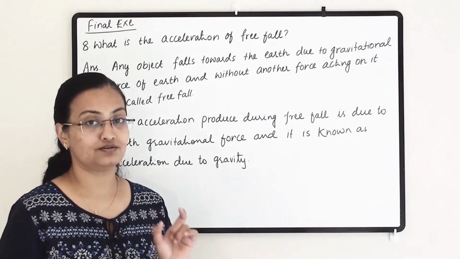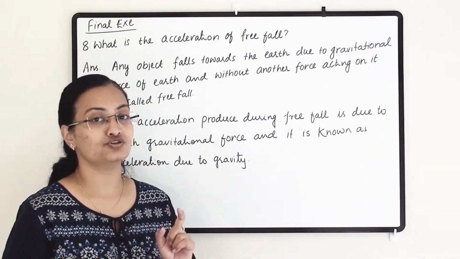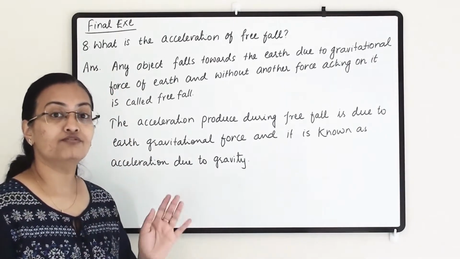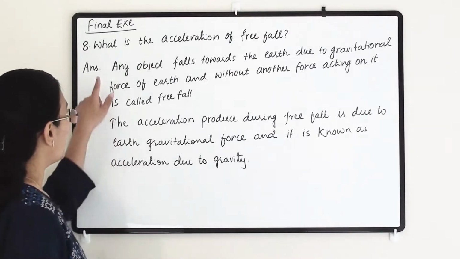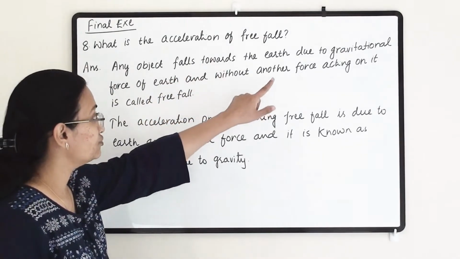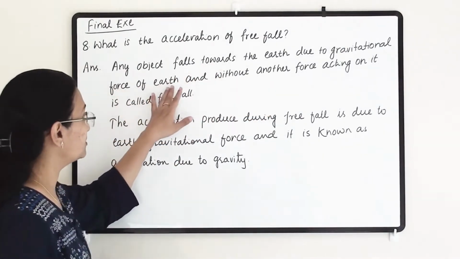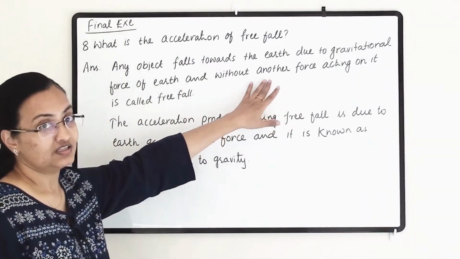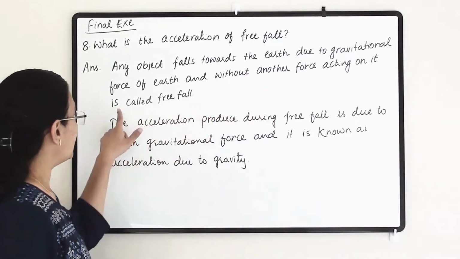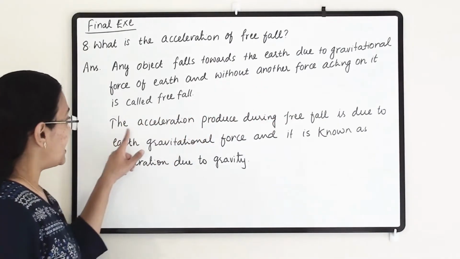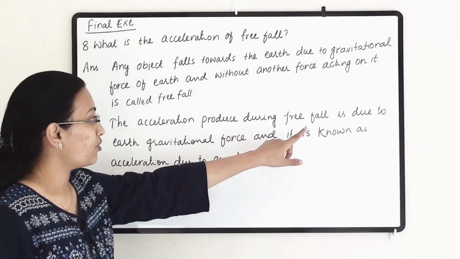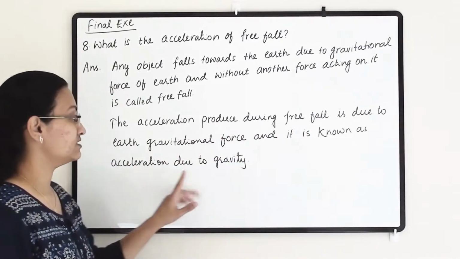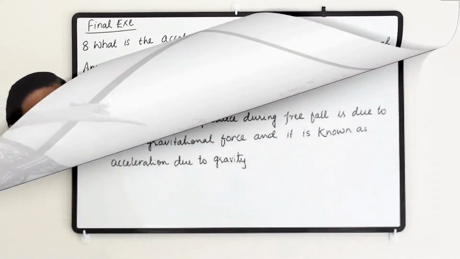So that acceleration is termed as acceleration due to gravity and it will always be associated with a free falling object. Any object that falls towards the earth due to gravitational force of the earth alone, without another force acting on it, that is very important, is called a free fall. The acceleration produced during the free fall is due to the earth's gravitational force and it is known as acceleration due to gravity.